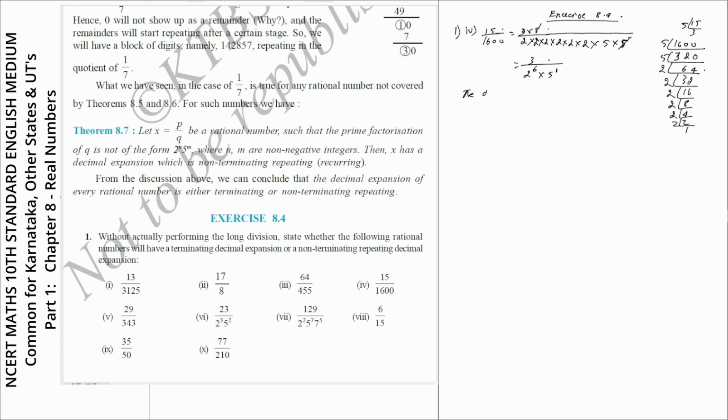So the denominator is of the form 2 power of n into 5 power of m, where n and m are non-negative integers. Therefore 15 by 1600 is terminating.